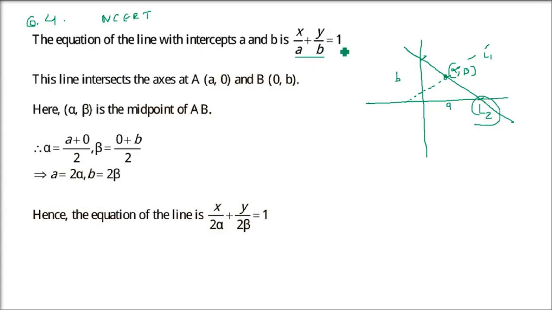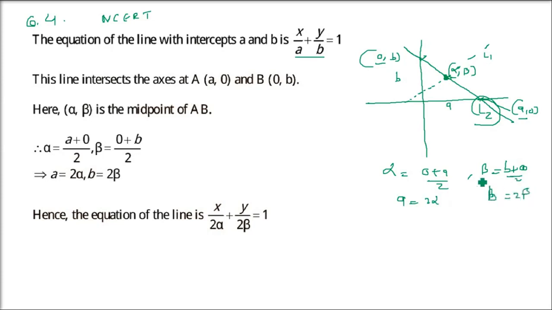So what are the coordinates on both the axes? This point will be A comma 0. We have already seen this. This coordinate will be 0 comma B. So we have (a, 0) and (0, b). Now let us use the midpoint formula. Alpha will be what? x1 plus x2 by 2, that is 0 plus a by 2. And beta will be y1 plus y2 by 2, that is b plus 0 by 2. So A becomes 2 alpha and B becomes 2 beta.